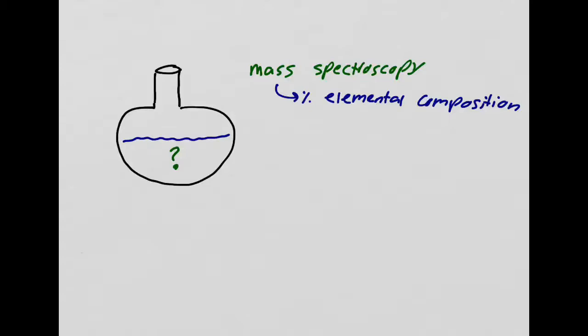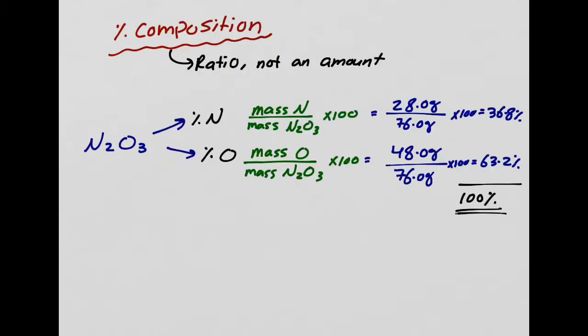Now, what does that mean? Here's what this means. If in this solution I have N2O3, though I don't know what it is, but let's say this was N2O3. Then if I put it in the mass spec, what the instrument is going to tell me is that this solution is 36.8% nitrogen and 63.2% oxygen, because those numbers are the percent composition of this compound.